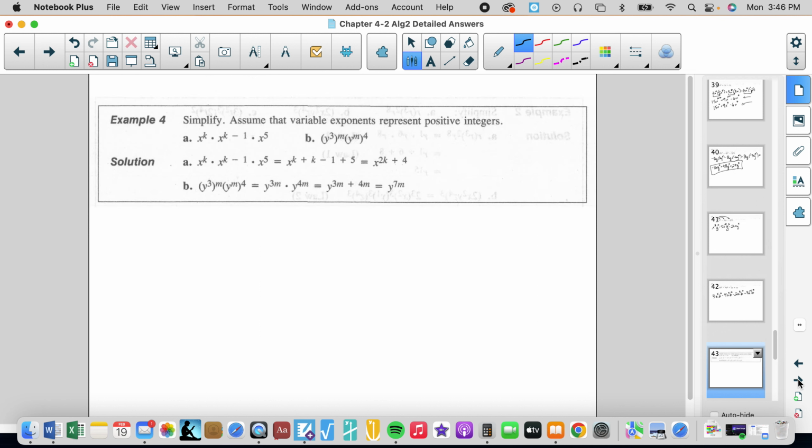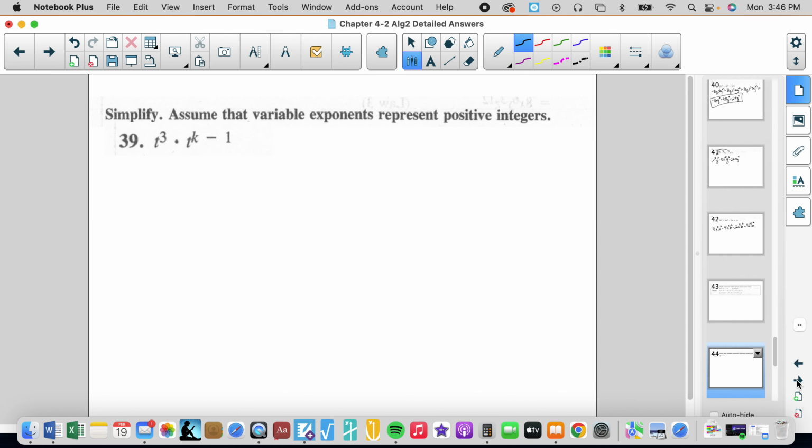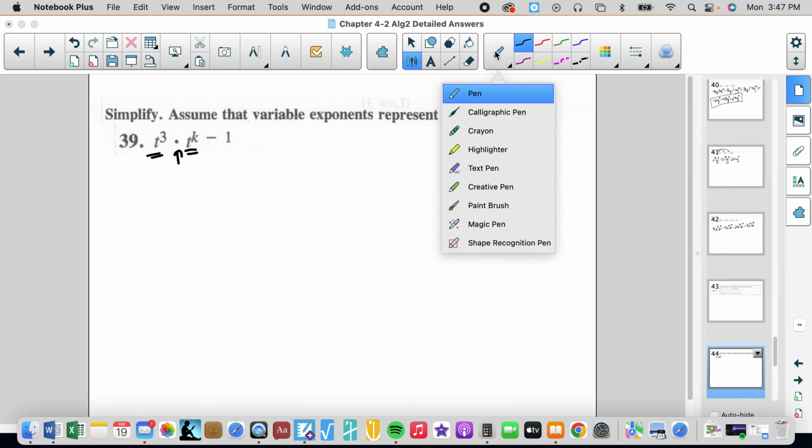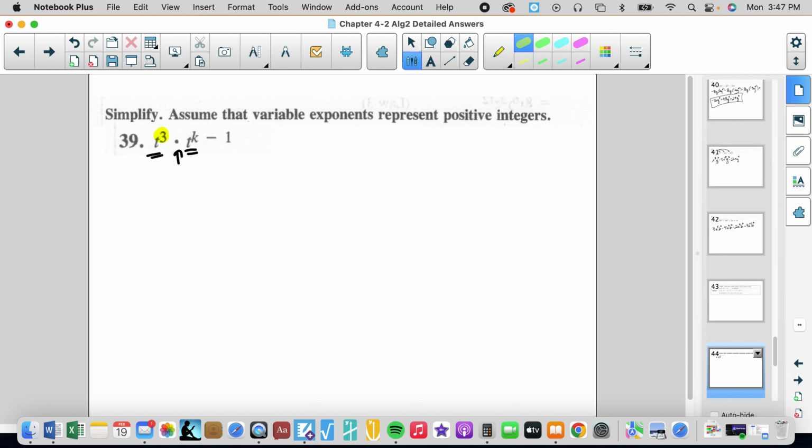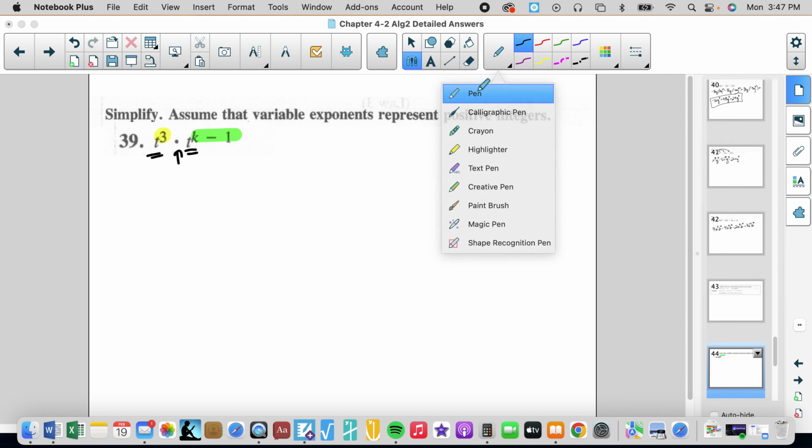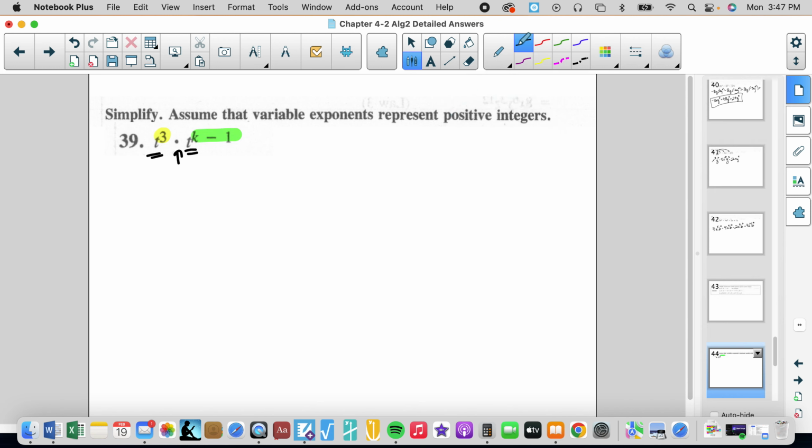Simplifying, assuming variables represent positive. Okay. So we still have like bases that we are multiplying. So what do we do with those exponents? Let's revert back. Just because it's a little bit more kooky and complex doesn't mean that we revert away. When we multiply like bases, we add their exponents. So we're going to add their exponents.